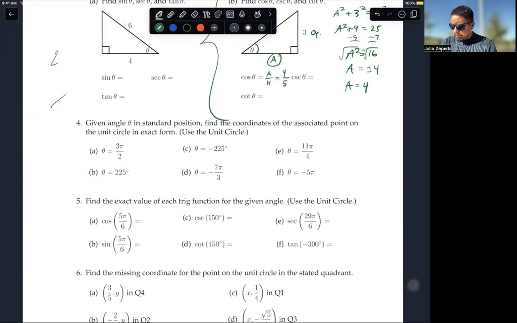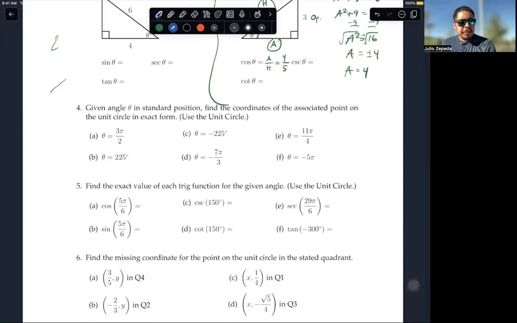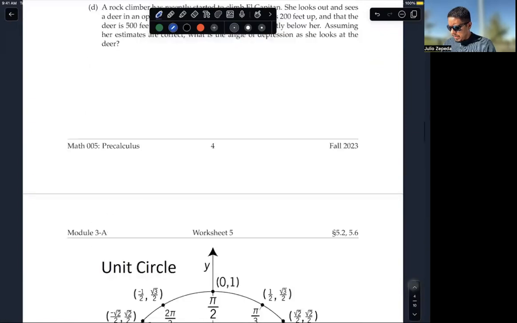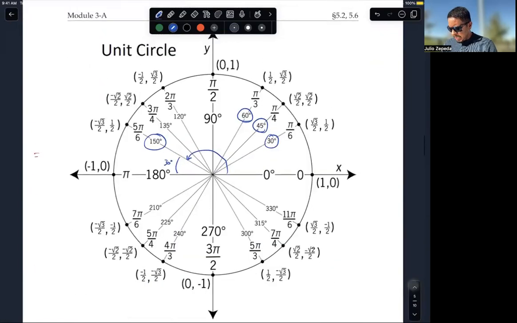So problem number 4. Given an angle in standard position, find the coordinates of the associated point on the unit circle in exact form. So this one here just comes down to finding this angle on the unit circle. 11 pi over 4. We can try to look for it on the unit circle. 11 pi over 4, is that anywhere on here? I don't see it.